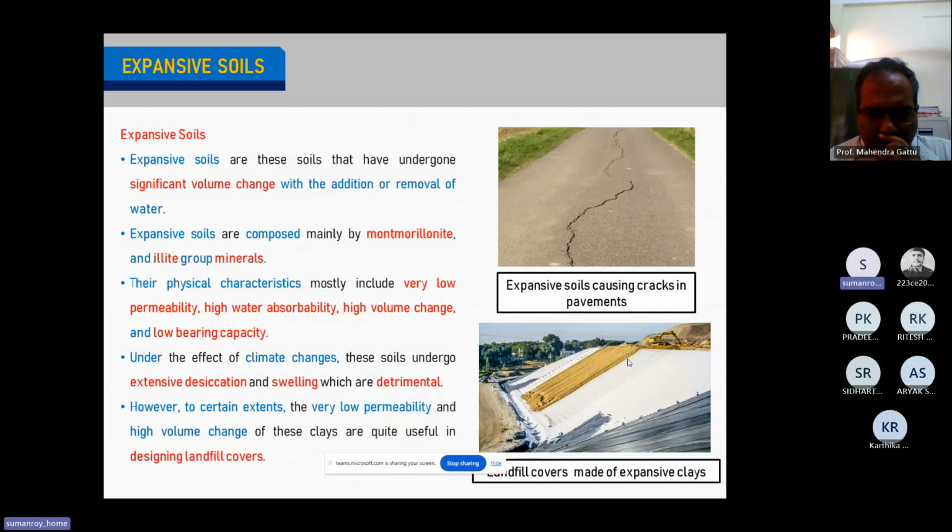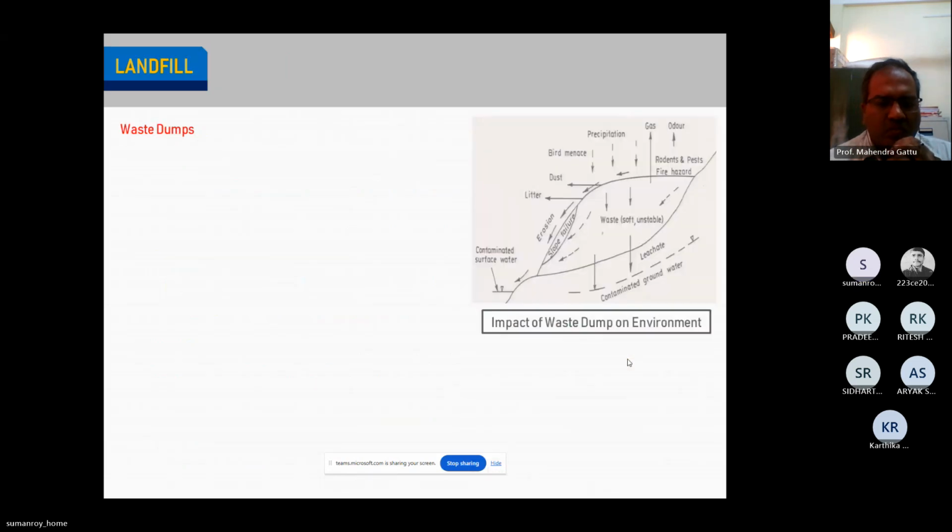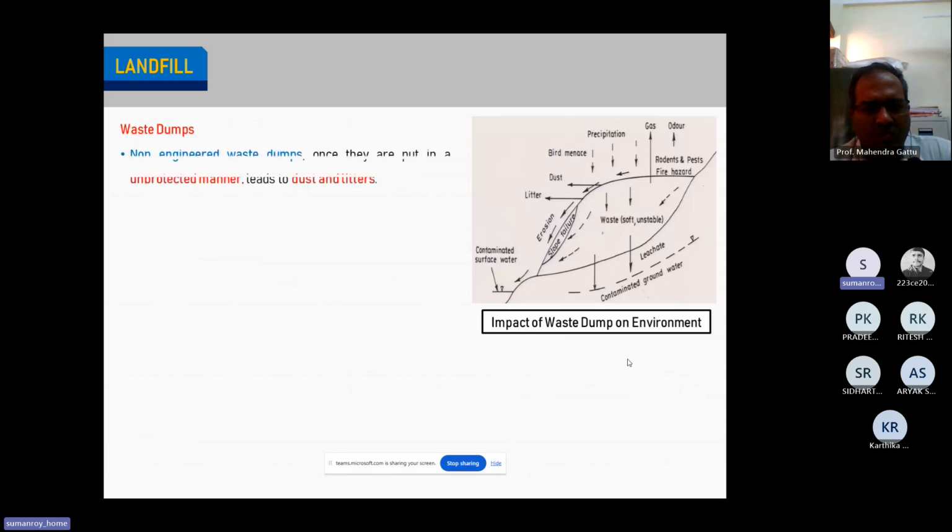So in this particular case study, we are going to focus on the beneficial aspect. We are not going to focus on the detrimental aspect of expansive soils. In order to focus on the beneficial aspect, first we must know what a landfill is. Often people have seen this kind of garbage dump. These types of dumps are mostly termed, in technical terms, non-engineered waste dumps, meaning you're putting a lot of garbage in just an unprotected manner.